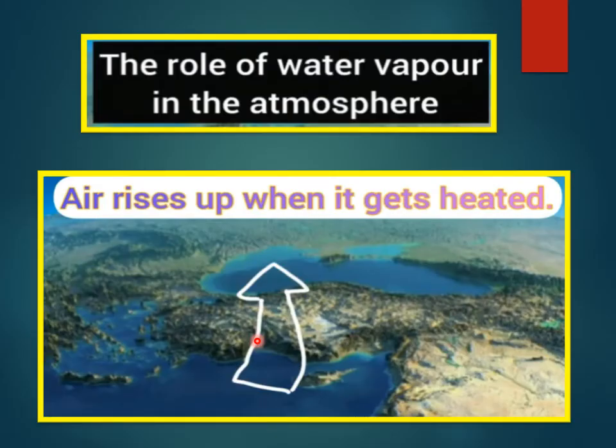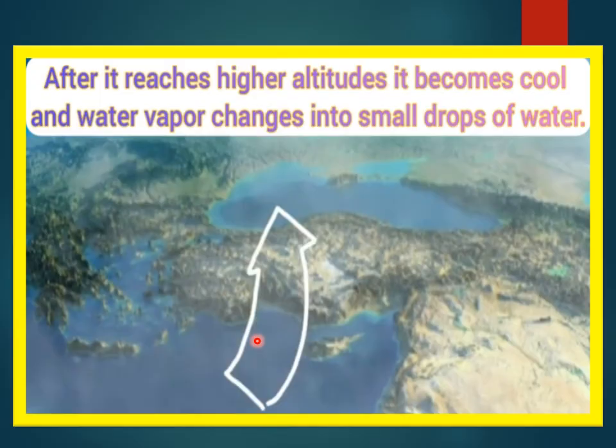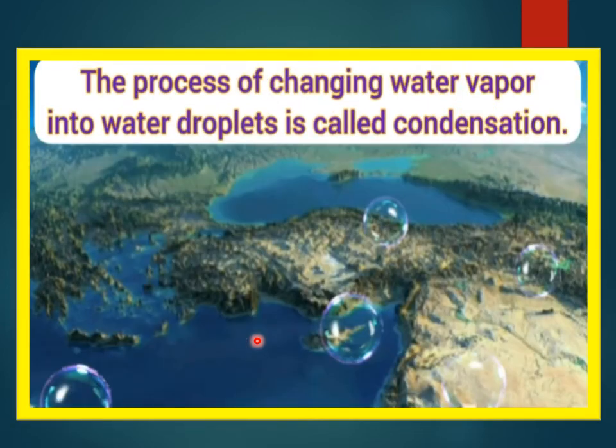Children, let us look into the role of water vapor in the atmosphere. Air rises, and when does air rise? When it gets heated, and when it gets heated it becomes light, expands and rises. This hot air, when it reaches the higher altitudes, becomes cool, changes into water vapor, into clouds, and then into small drops of water. The process of changing water vapor into water droplets is called condensation.